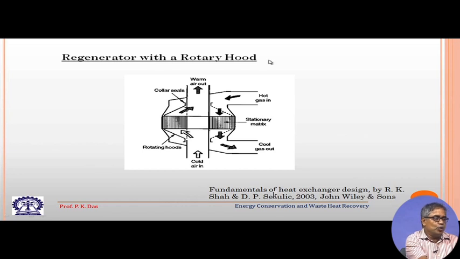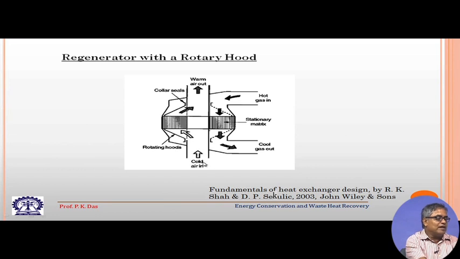Regenerator with a rotary hood. Here also we are having some sort of a wheel for the regenerator, and this wheel will have a matrix. We have got a fixed cold gas path and hot gas path. So, you can see this is the hot gas path and this is the cold gas path, but there will be a rotating hood or rotary hood. So, the rotary hood is shown like this. This goes on rotating; for some duration it will be on this side, and for the rest of the duration it will be on the other side.